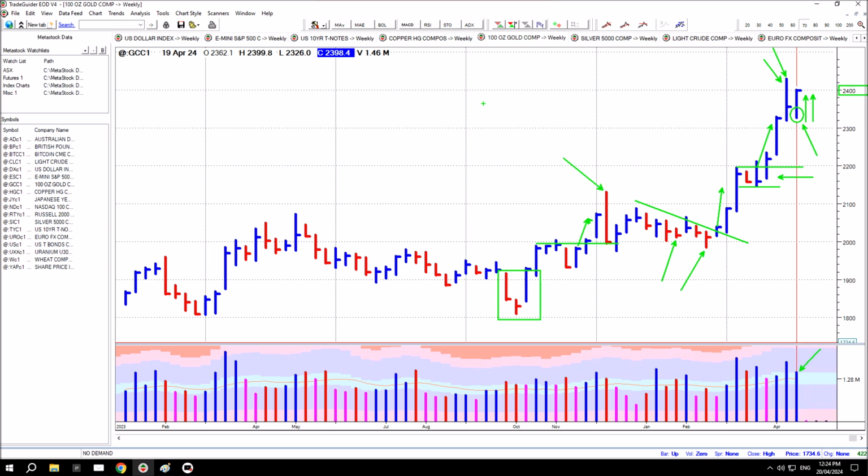So that's all looking okay at the moment. It doesn't look like the market's going to break down. It looks more like the market is absorbing its way higher.